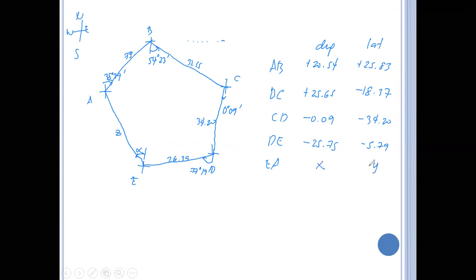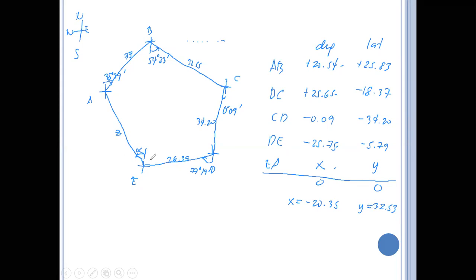Next, for the line segment EA, we can let the variable x represent the departure value and y the latitude. If this is a closed traverse, the summation of latitude and departure should be equivalent to 0. From this column we can determine the x value: just sum these values, equated to 0. This gives us negative 20.35. Similarly for the latitude value, we can determine y: just sum the values here, equated to 0. This will give us the value of y.